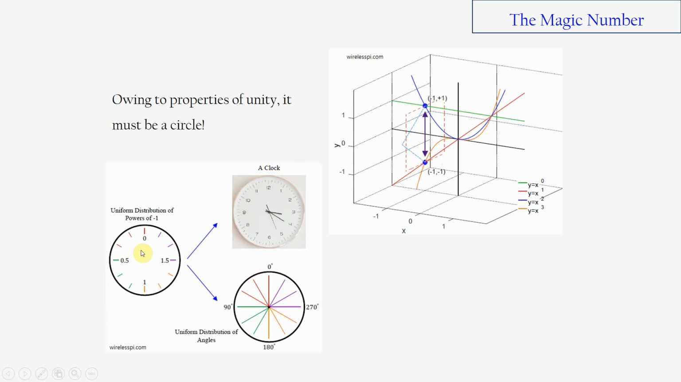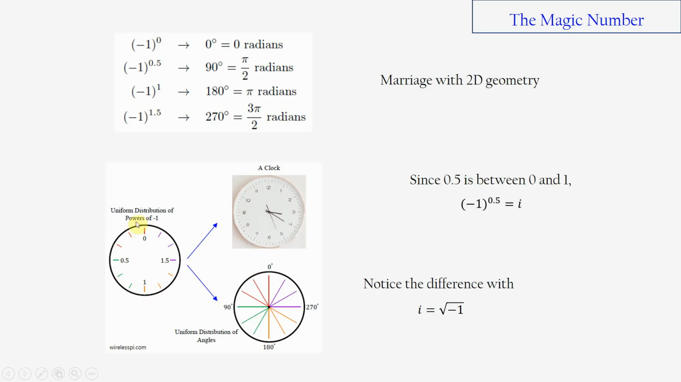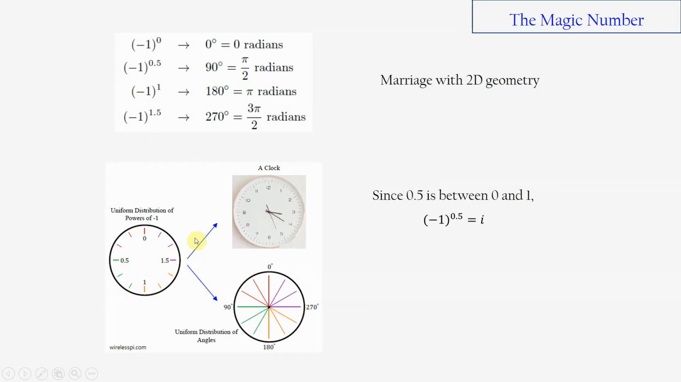as shown here. If the powers of -1 are uniformly distributed in a circle in this 2D plane, what else is uniformly distributed in a two-dimensional plane? It is the angles. We conclude that the powers of -1 correspond to the angles across the unit circle, and we can write the expressions -1 raised to power 0 equals 0 radians, minus 1 raised to power 0.5 equals 90 degrees, or pi by 2 radians, minus 1 raised to power 1 is 180 degrees, and minus 1 raised to power 1.5 is 270 degrees.